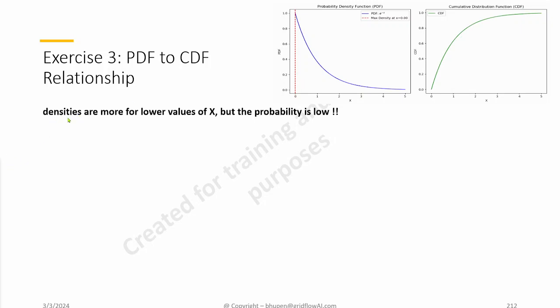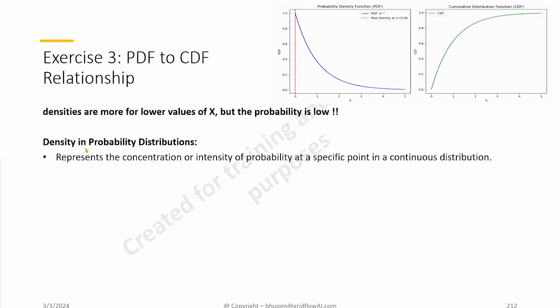Now, the interesting thing is the densities are more for lower values of x, which we just described. Look at the red line. That red line means the maximum density at x equal to 0. That means when the value of x is equal to 0, e to the power 0 is 1. So that's what it means. But the probability is low. Okay, so now why would we say so? When the density is high, but the probability is low, right? Why do we say so? Let's look at another conceptual point.